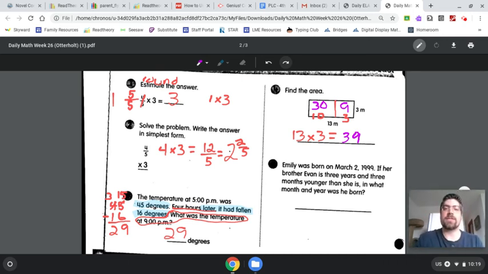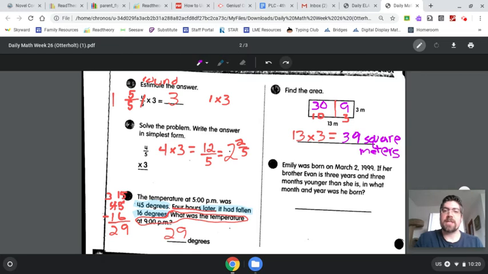So we need to label our answer 39 square, but is it square units this time, or did they tell us the units? They told us the units. We're in meters, so we need to label it 39 square meters. All right, 39 square meters was our answer.